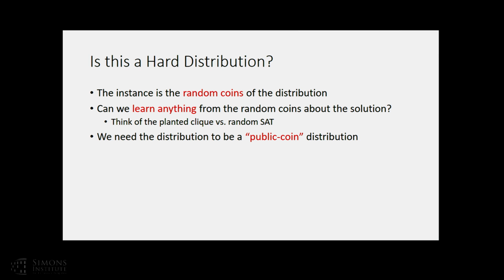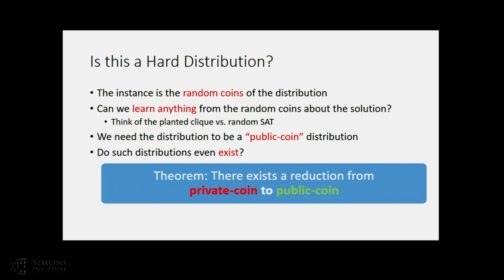And so we call such a distribution public coin. Okay, an NP-hard language with a distribution such that if you're given the instance and the random coins that were used to generate this instance, it's still hard. Okay, do such distributions even exist? We show a theorem that there is a reduction from any private coin distribution to a public coin distribution, which goes along similar lines. So why can't you just use what we did? Didn't we already do that?